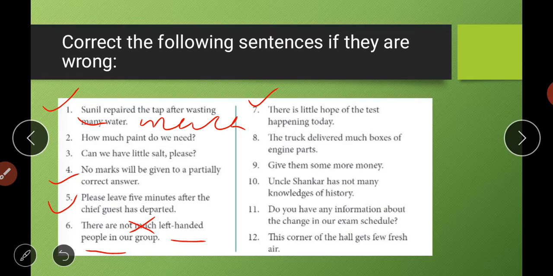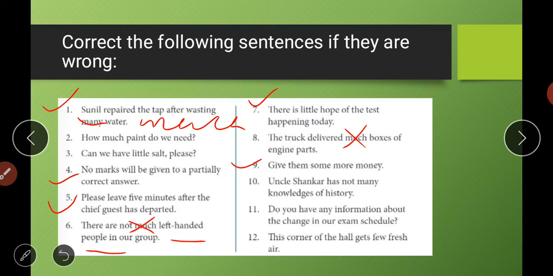Next, the eighth is, the truck delivered much boxes of engine parts. Again, I hope you can find the mistake in this one. Easily you can judge the mistake of this eighth sentence. The truck delivered many boxes of engine parts, not much boxes, because boxes are again countable. So the ninth is, give them some more money. Again, this is correct. There is no problem in this sentence also.